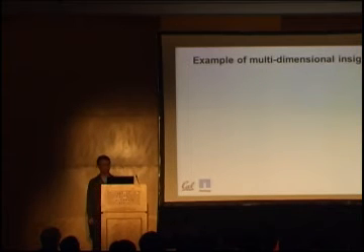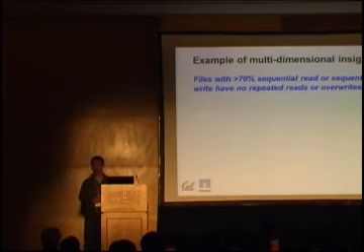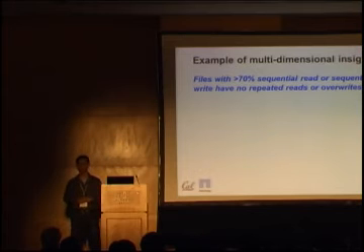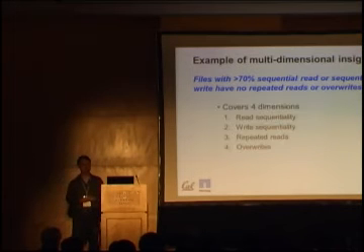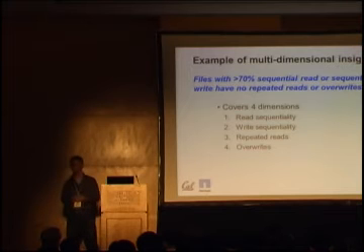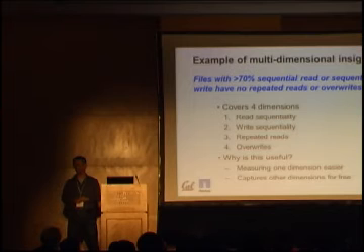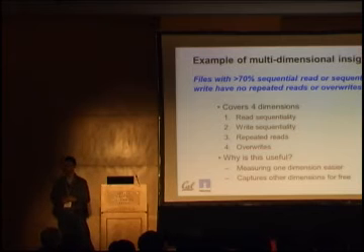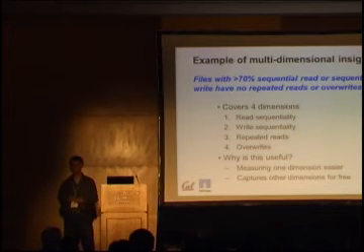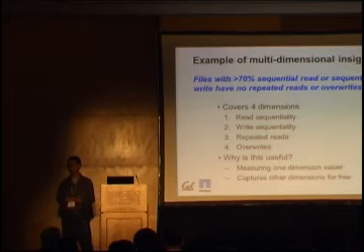So to give you a preview of what's to come, here's an example of a multidimensional insight. Files with greater than 70% sequential reads or sequential writes have no repeated reads or overwrites. Now, this is multidimensional because it covers 4 dimensions: read and write sequentiality, repeated reads, and overwrites. It's helpful because one of those dimensions, sequentiality, we can measure very easily, and we get the other dimensions for free. Now, these types of insights, as you'll see later on in the talk, lead to very, very specific, highly targeted, threshold-based design optimizations.